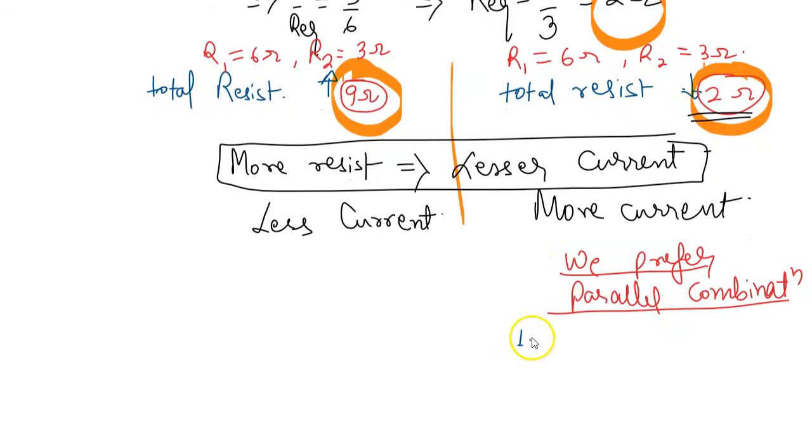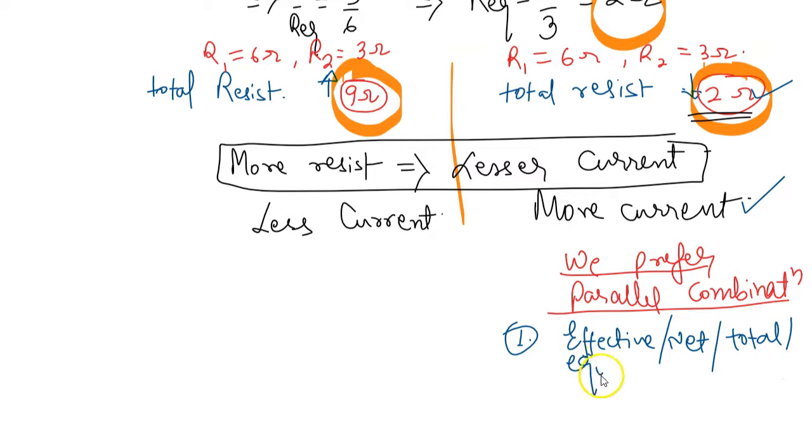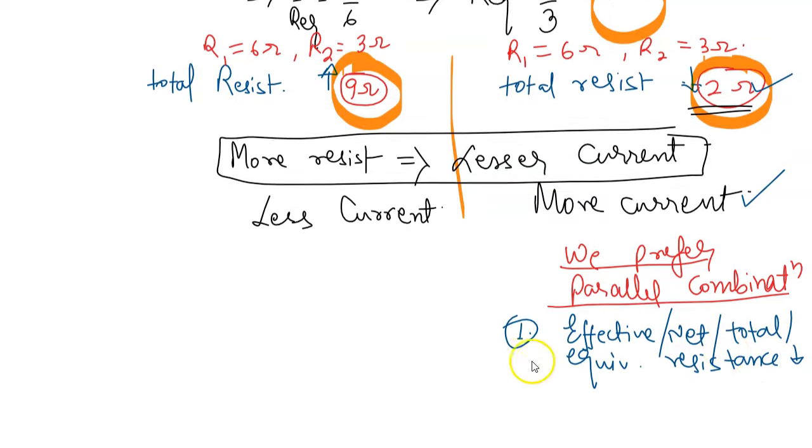One, you can see, guys, the effective resistance decreases. That means it has a tendency to allow more current to pass through it, right? So it will allow more current. So the effective, or net, or total, or even equivalent resistance decreases, right?